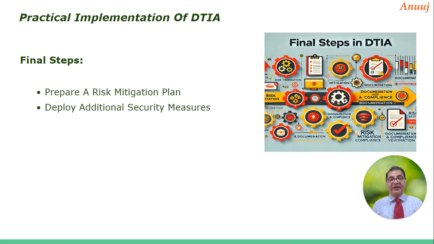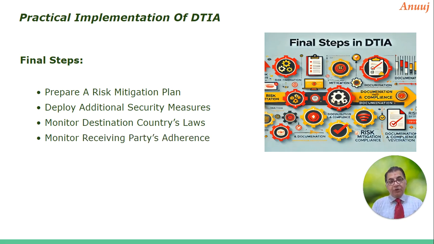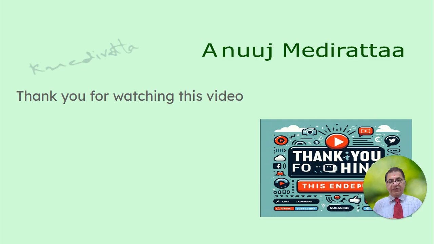Deploy any other required additional security measures, monitor the laws of the destination country, how and what laws are being followed in the destination country, and monitor, most important fact, do they even adhere with that? Are they really strict? Are there regular assessments over there? And are their laws anywhere near to your own GDPR compliances? These are the final steps that you should follow, which should end up with proper documentation. All steps, everything, including mitigation plans and the kind of risk that you foresee, should get documented before you start the actual data transfer. So that's about practical implementation of data transfer impact assessment.